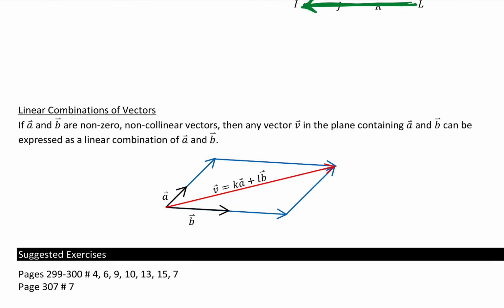So this example leads into this definition. Linear combinations of vectors. We combined 2 vectors to make 1. So if A and B are non-zero, non-collinear vectors, remember collinear means they are 180 degrees apart or 0 degrees apart, then any vector V in the plane containing A and B can be expressed as a linear combination of A and B. That's all it's saying. It's saying I'm going to take this A and this B, I'm going to combine them together to get this result here. How can I combine them to make it work?